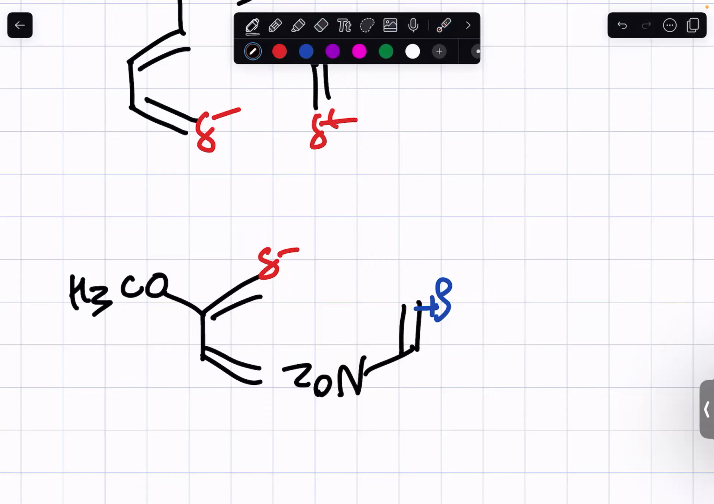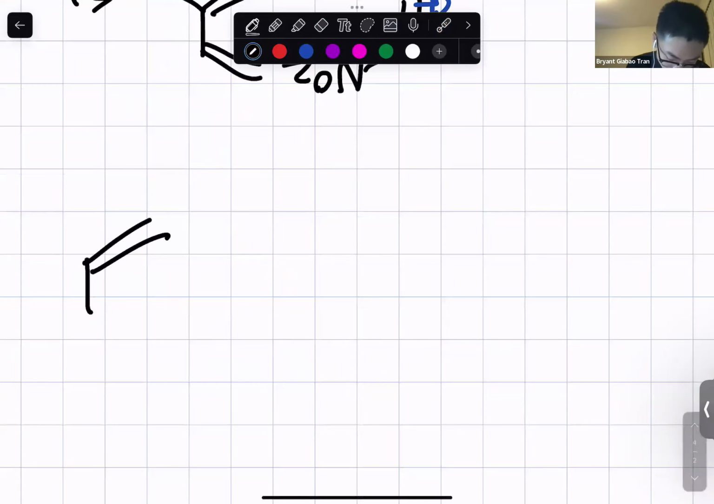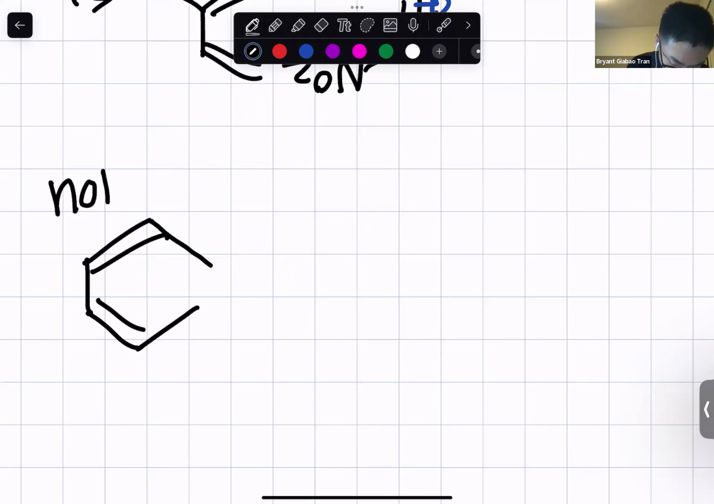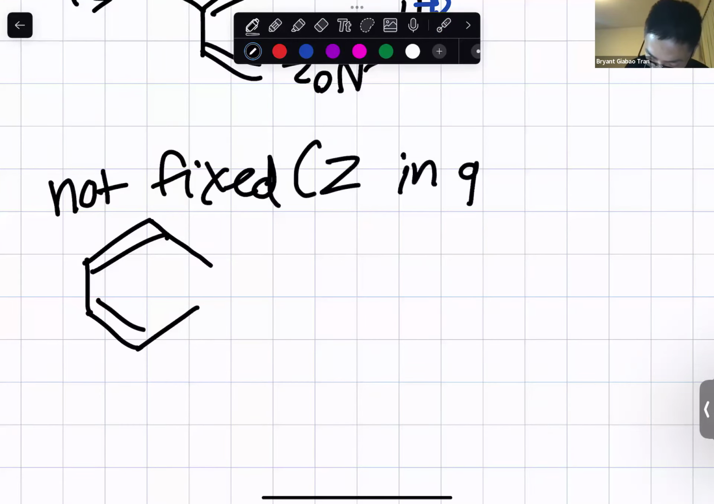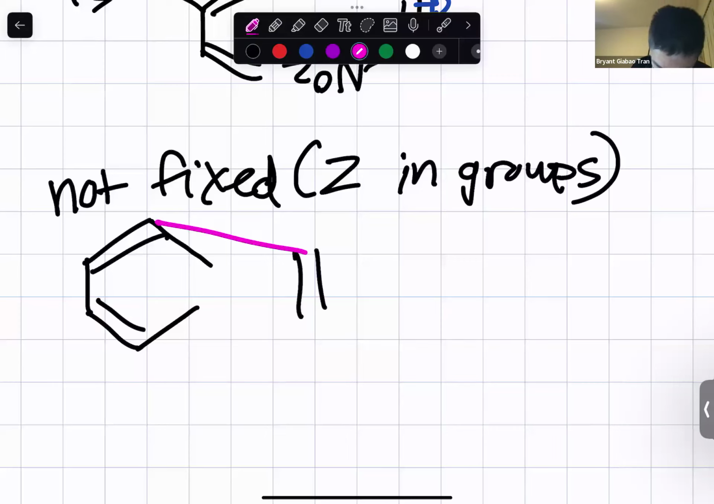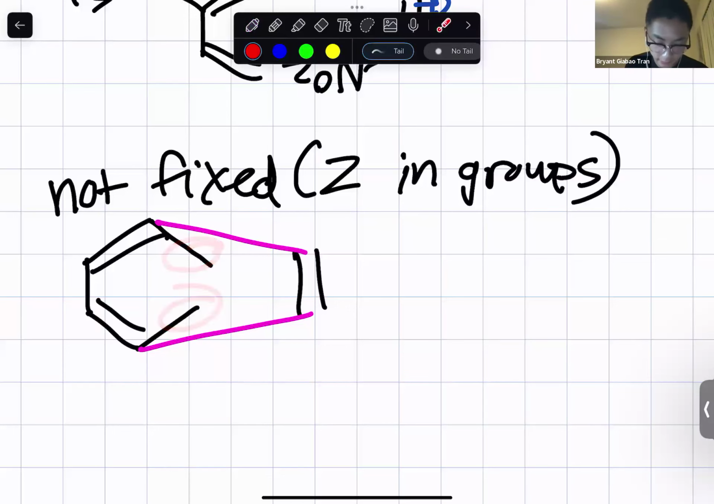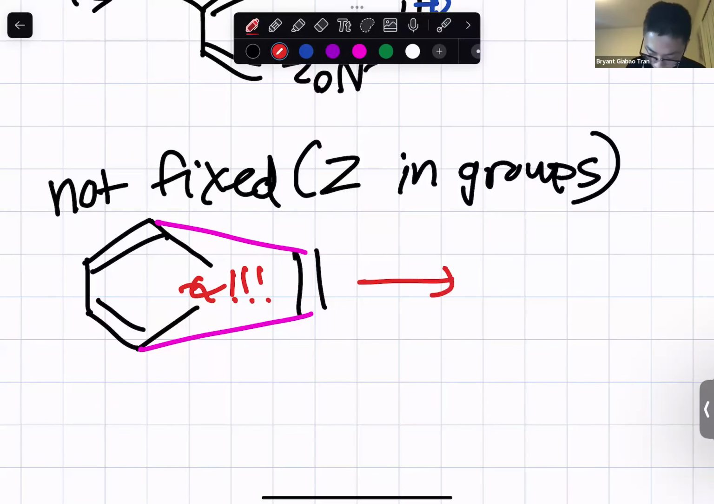Right. Okay. When will hindrance in Diels-Alder give you no reaction? So the hindrance would be like this. If your diene is not fixed and you have two in groups like this, right? The in groups are the groups inside of the pocket between the diene and the dienophile. That causes steric hindrance, which is very bad. No reaction.